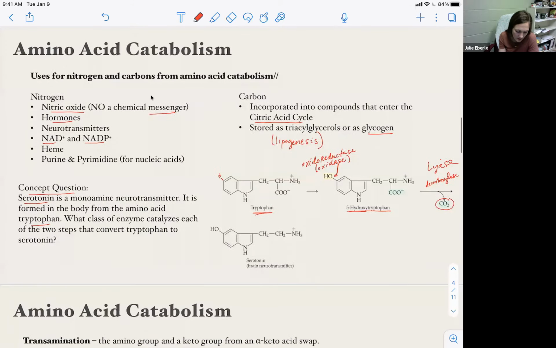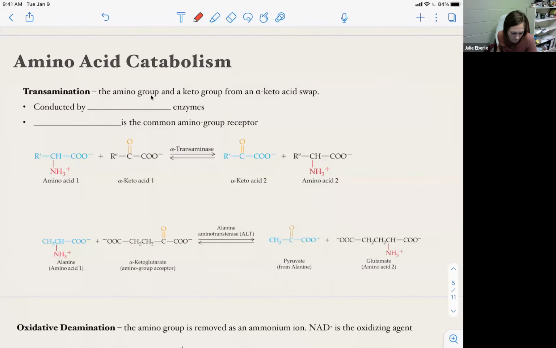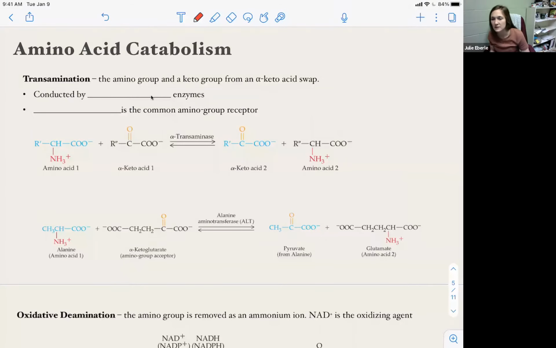That's just showing you how the nitrogens, we haven't specifically looked at carbons yet, but how an example of how nitrogens can be used in the synthesis of different biological molecules. So here is where we're going to get into the specifics of amino acid catabolism. So there's a series of reactions that take place if we're getting ready to excrete or get rid of the amino groups from amino acids, or if we're getting ready to pull them off and use them in the synthesis of other things. So the first step is called a transamination. Kind of fun to say. Transamination, the amino group and a keto group from an alpha keto acid swap. This is conducted by transaminase enzymes. So it's kind of nice because the name of the enzyme matches the name of the reaction.